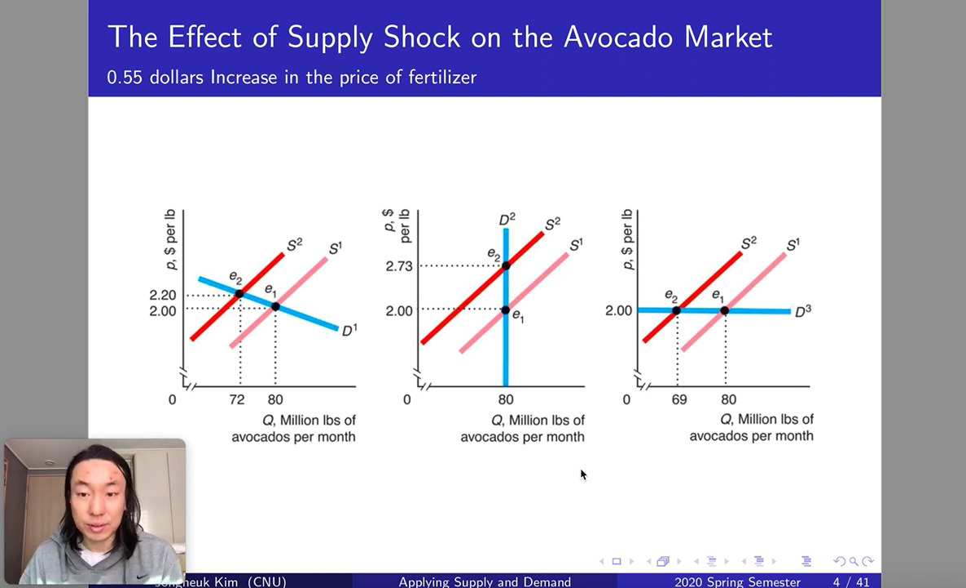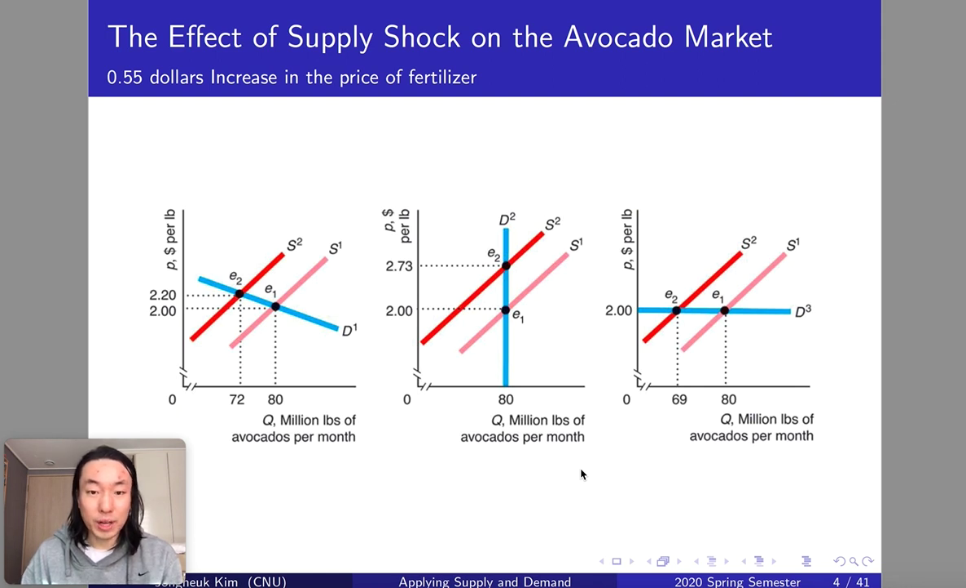How about the third graph on the right side? The same supply decrease, because the increase in the price level of fertilizer is the same, 55 cents. But in this case, the demand curve, D3, is now horizontal. It is another extreme case. So the equilibrium quantity is decreased from E1 to E2 by 11 units. It's the most, right? And there is no change in the price level.